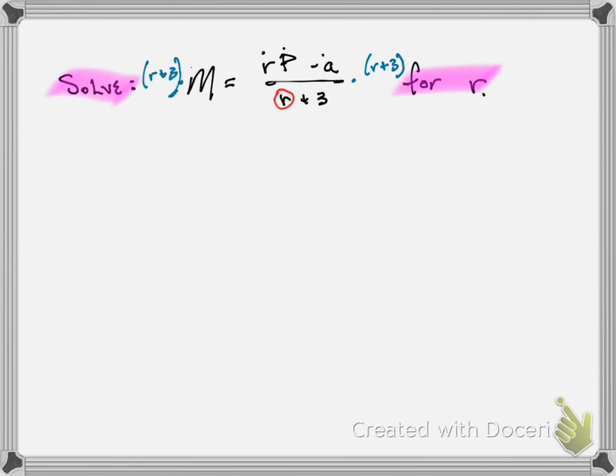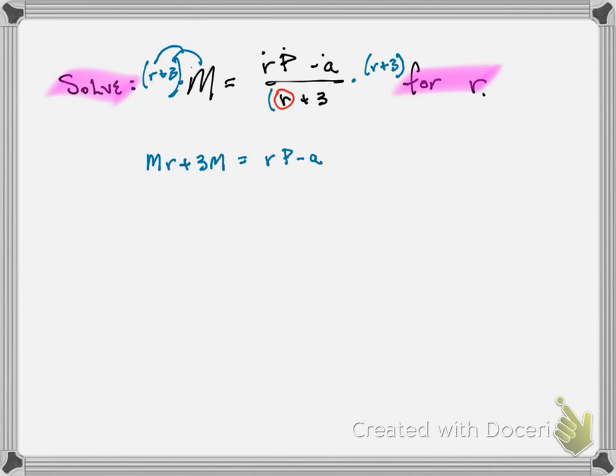And so what I have now is m r plus 3m, that comes from distributing my m, is equal to RP minus A. Now let's take a moment and talk about that.